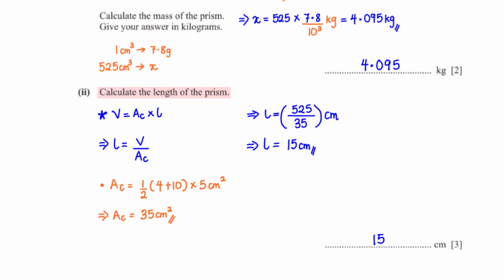Calculate the length of the prism. This is the formula for the volume of a prism. When we make L the subject, this is what we get. We already know the volume V of the prism is 525 cm cubed. The cross-section of the prism is in the shape of a trapezium, and so the cross-sectional area would be half of 4 plus 10 times 5 centimeters squared, which is equal to 35 centimeters squared. So now the length of the prism would be 525 divided by 35 centimeters, which is equal to 15 centimeters.